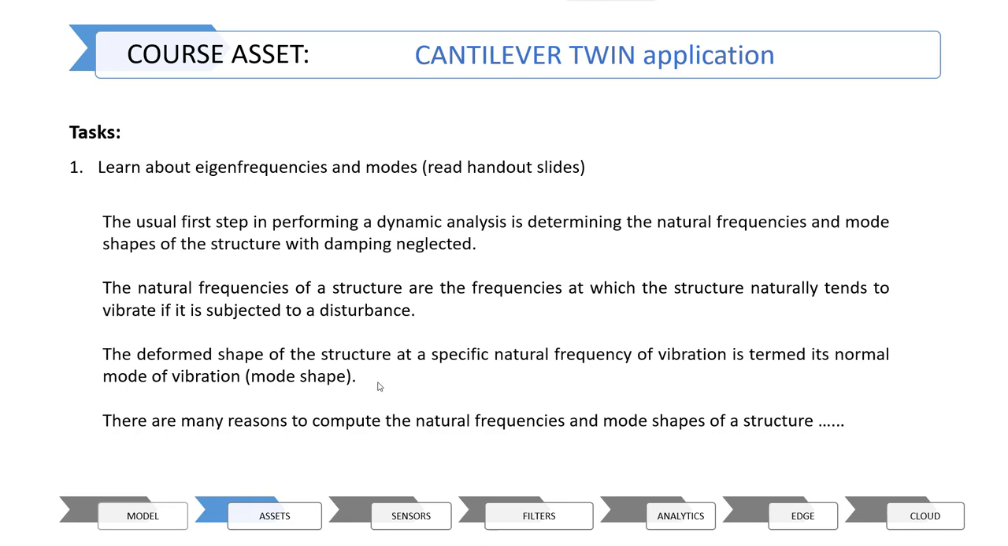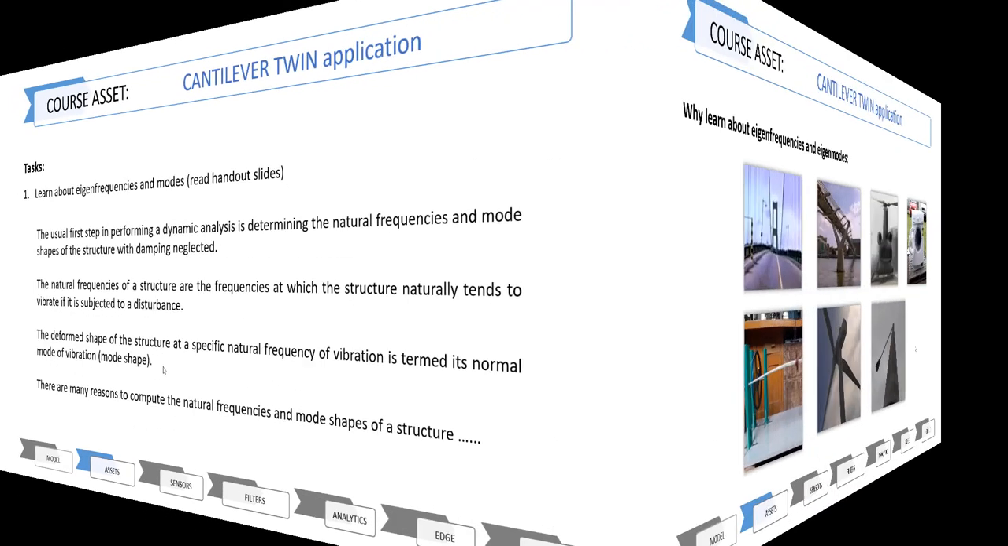The deformed shape of a structure at a specific natural frequency of vibration is termed its normal mode of vibration. That means its mode shape. And if you have a structural dynamic problem, the mode shape can give you information about how you can change the structure in order to eliminate or reduce the structural problems. That means fatigue or other failure modes. And there are many other reasons to compute natural frequencies and mode shapes, as I will show you.